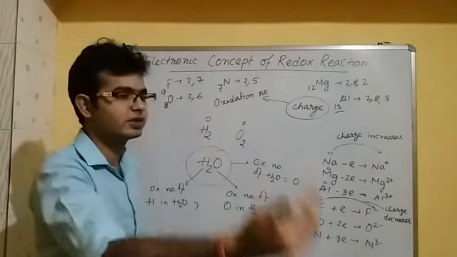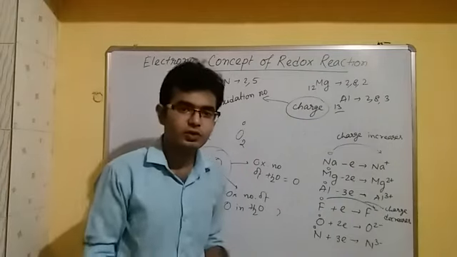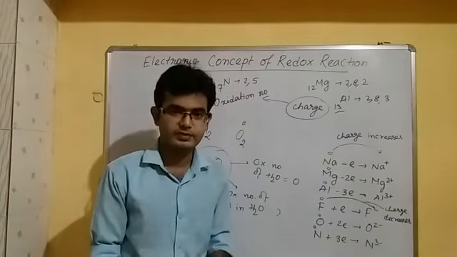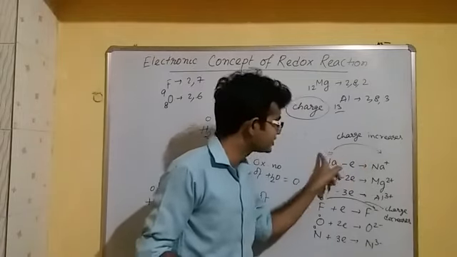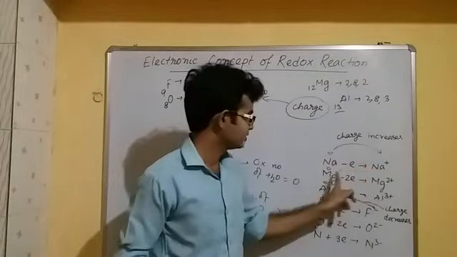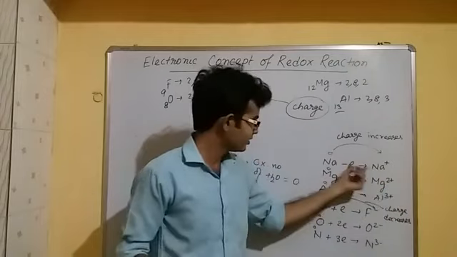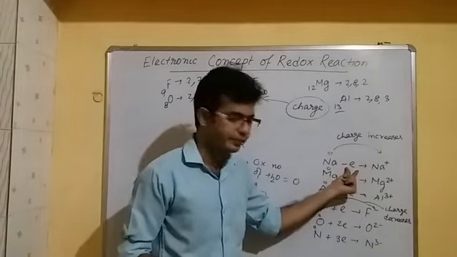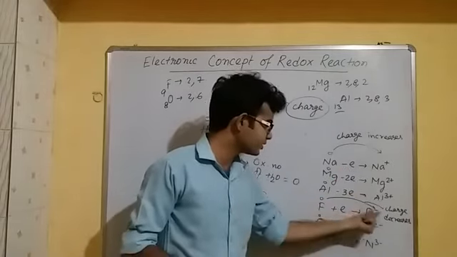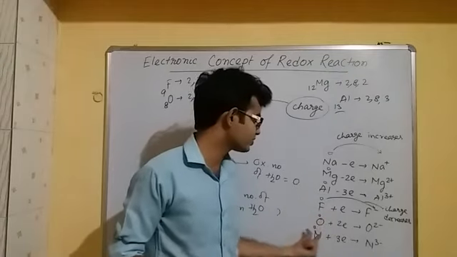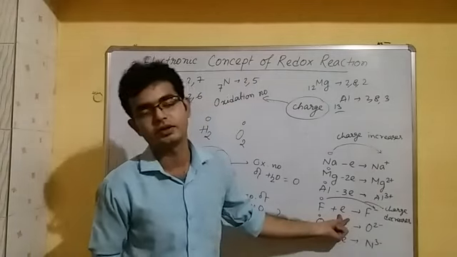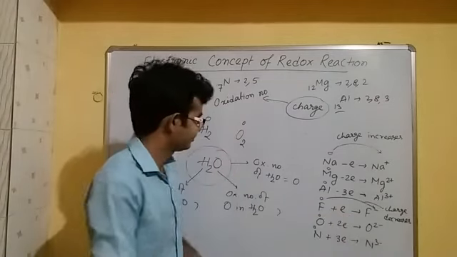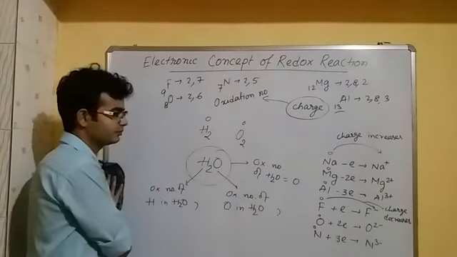If the oxidation number increases, what happens there? Losing of electrons. If the oxidation number increases, 0 to plus 1, 0 to plus 2, what happens there? Losing of electrons takes place obviously. If the oxidation number decreases, 0 to minus 1, 0 to minus 2, 0 to minus 3, what happens there? There is gaining of electrons.